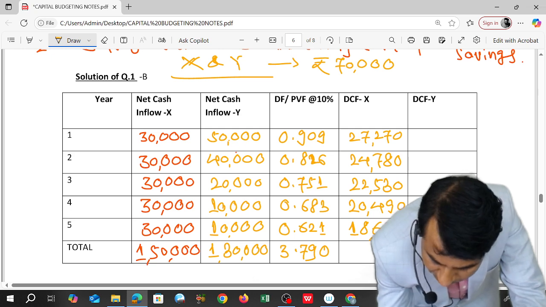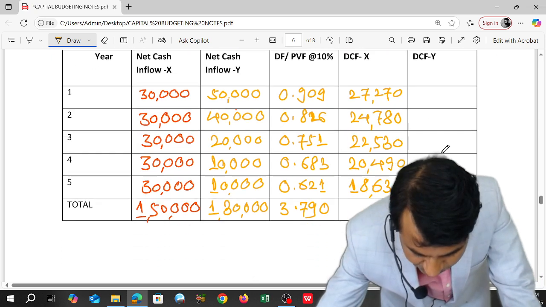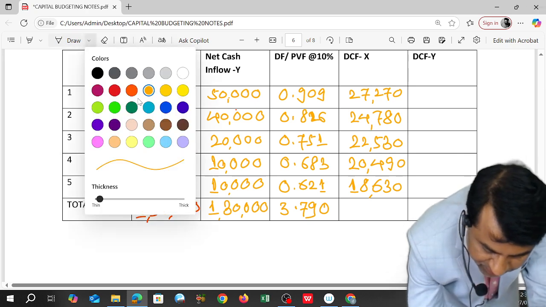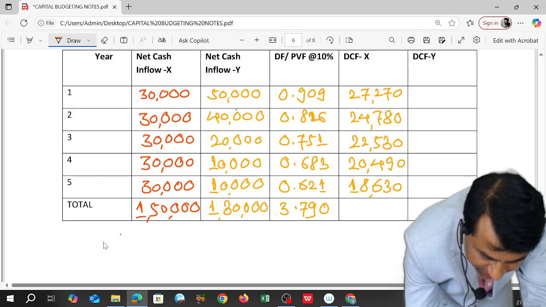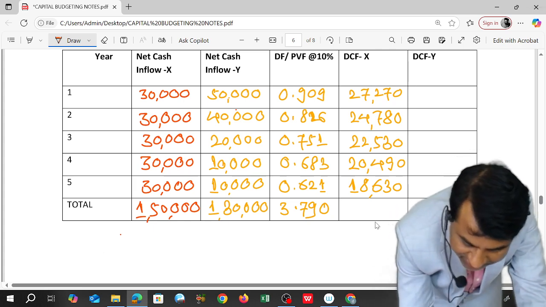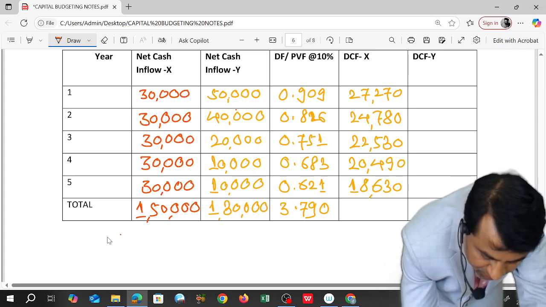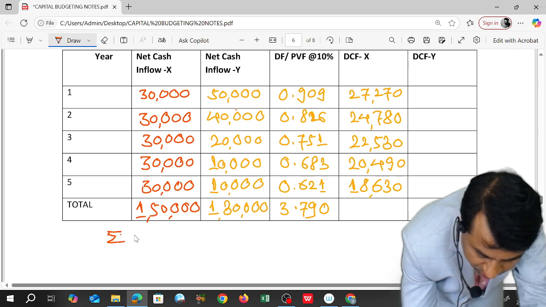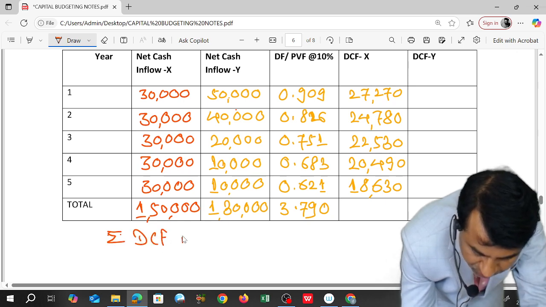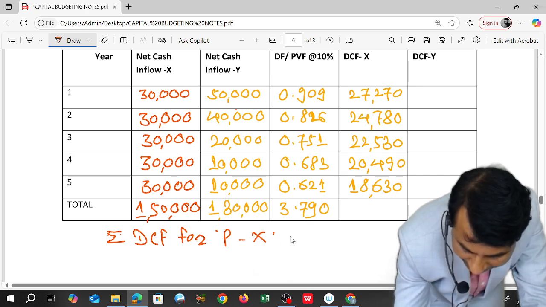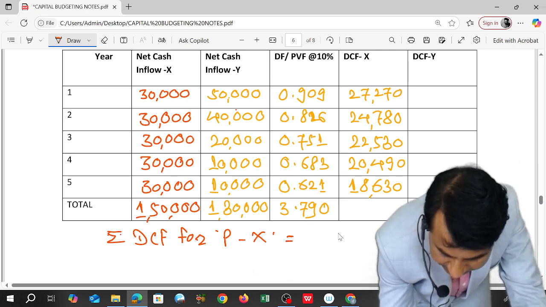Now you can total all of them, or else what you can do, I'm showing you here. Check out, guys, this is applicable only for the annuity factor. So I can say that the summation of DCF for project X, and as it is an annuity, so how is it calculated?